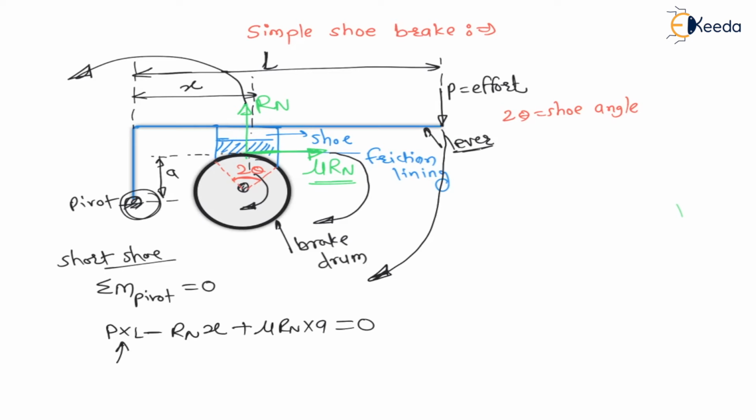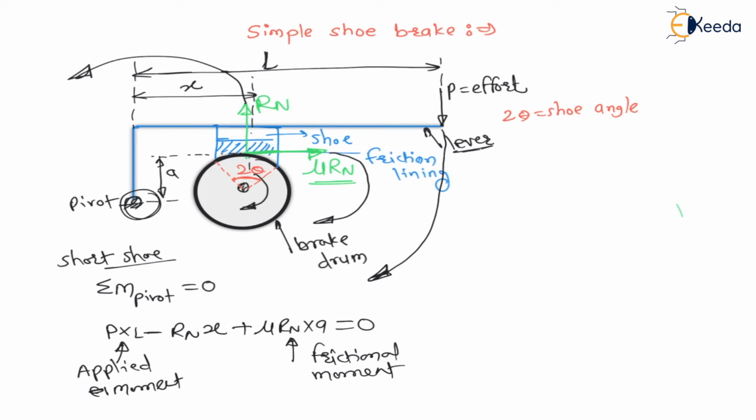Now, P into L is called applied moment. P into L is applied moment here. We have applied this effort, or applied effort, or we can say applied moment also, right? And mu Rn into a, this is a frictional moment. This is because of frictional force, which is called a frictional moment.